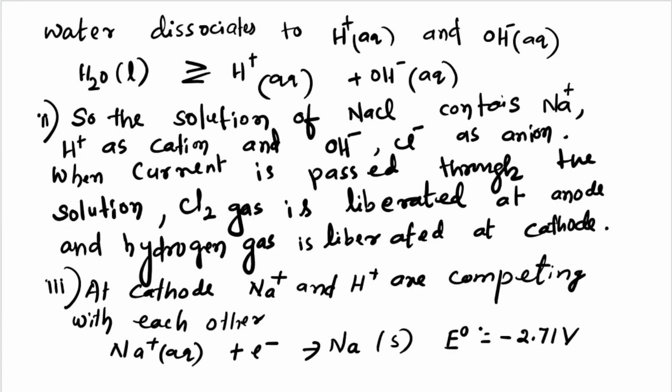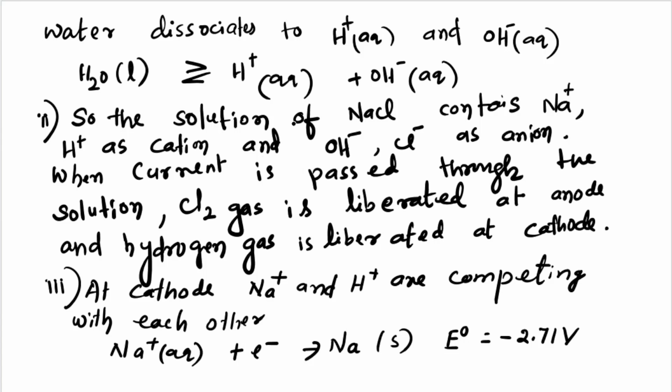Water is there, and it dissociates. You write liquid; L means liquid. Otherwise, simply writing water, there are so many conditions, vapor, solid, anything, so you should write L in brackets. Then the reversible sign means these products when combined again give water. That is why H plus aq and OH minus aq. So the solution of sodium chloride contains Na plus and H plus cations.